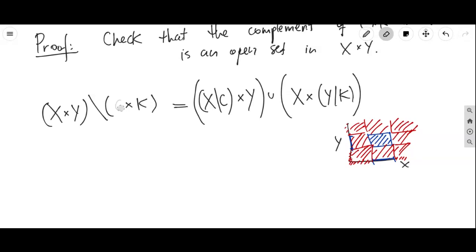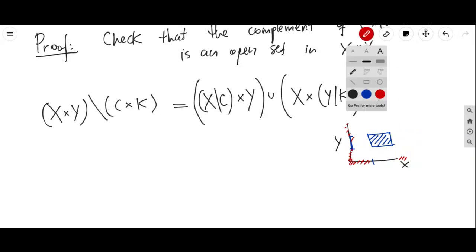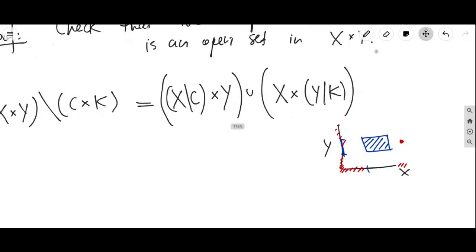So, for example, maybe this will make it a little bit easier to see. If we're over here, let's say we have a point over here. If you look at this point, notice it's in Y, but it's not in X. And so this entire line is missing from the set.